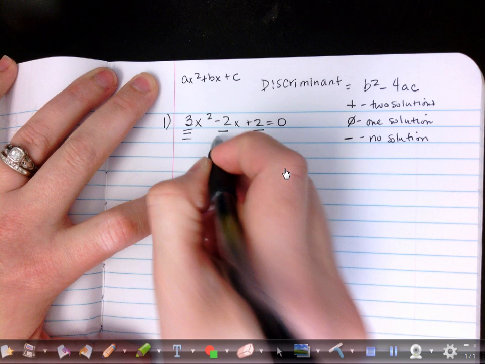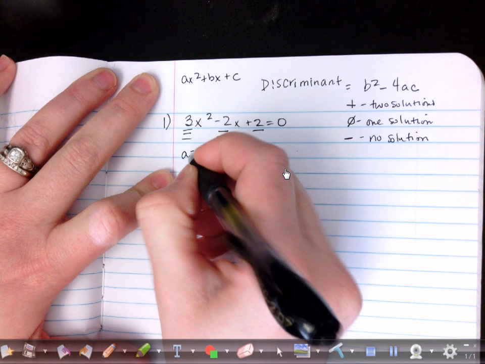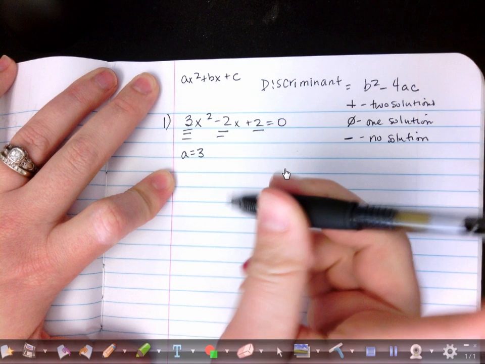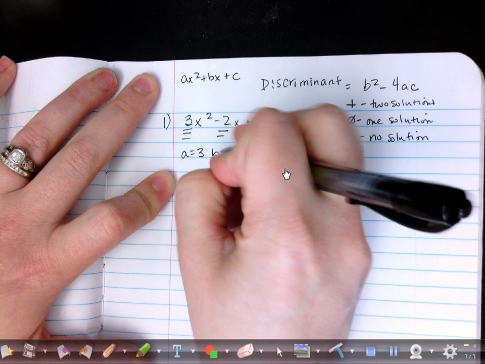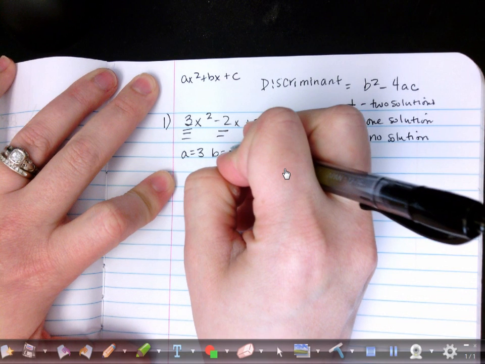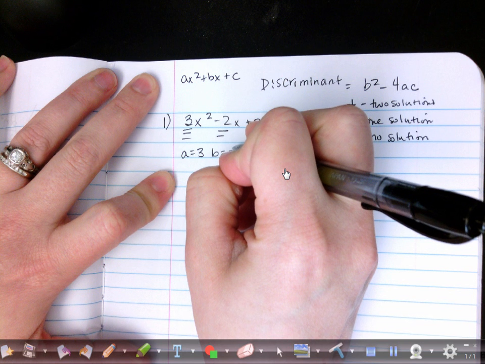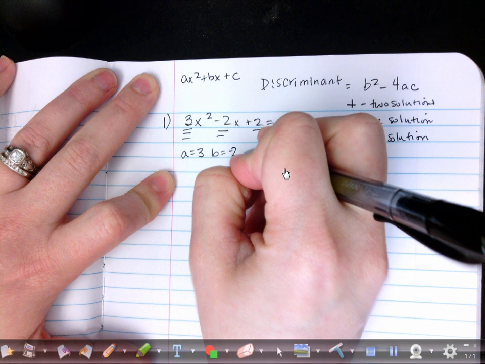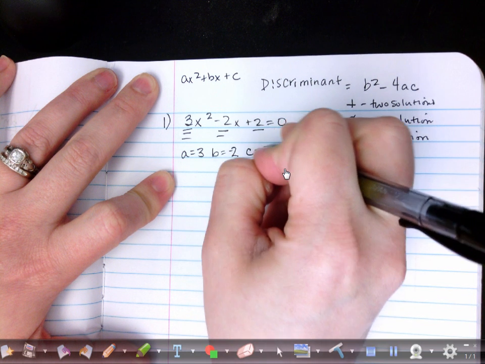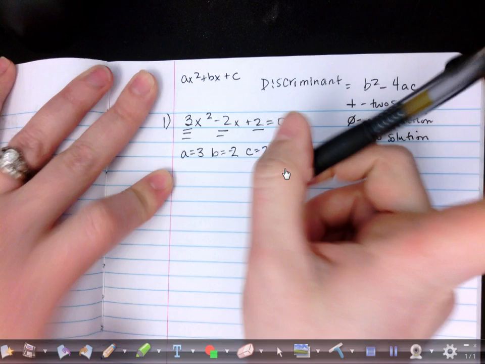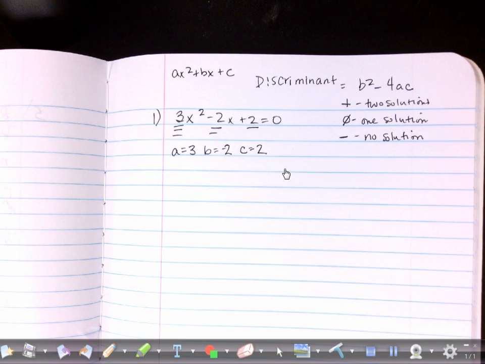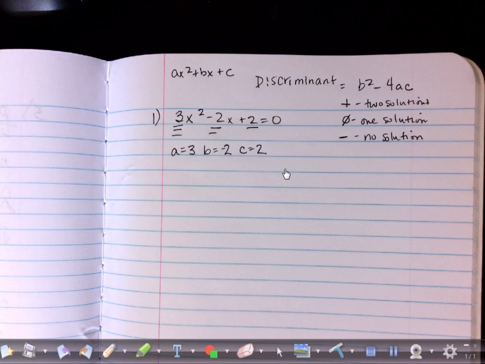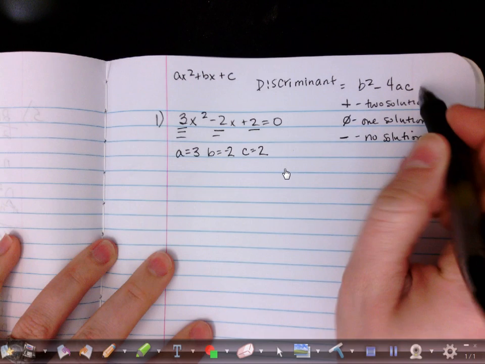So we're going to list our A, which is 3, our B, which is negative 2, sorry, and our C, which is positive 2. So we have A is 3, B is negative 2, C is positive 2, and we're going to plug into this formula b squared minus 4ac because this is how we find the discriminant.